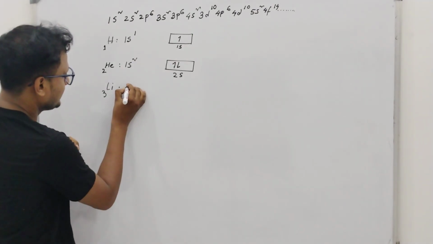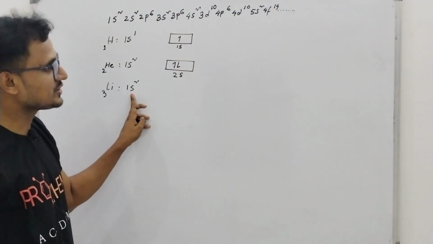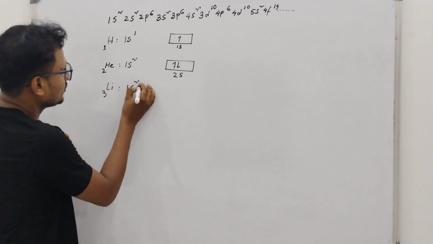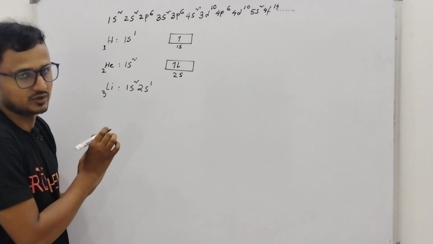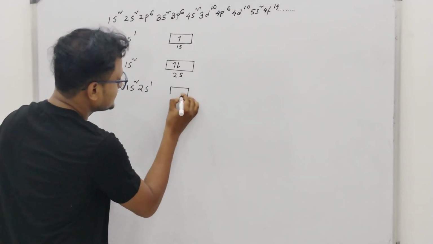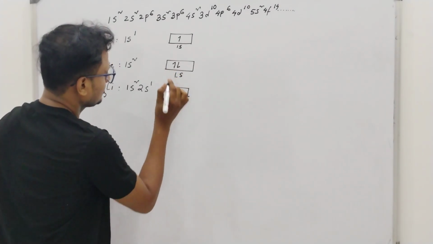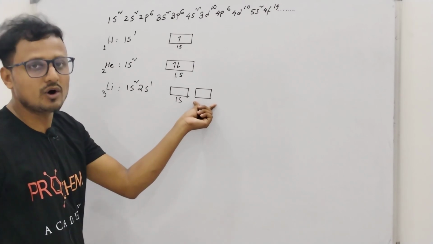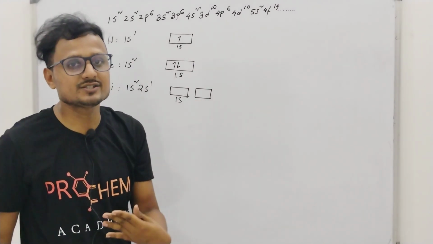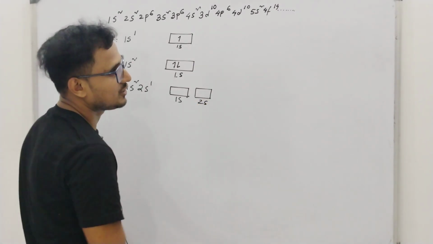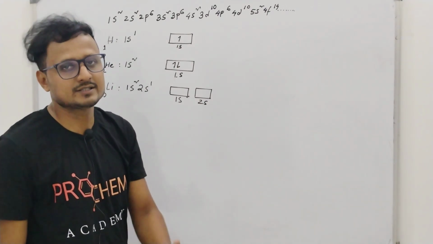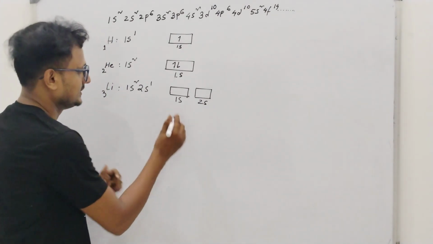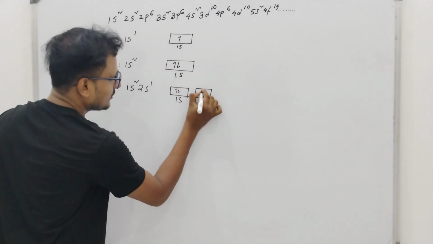Lithium has the electronic configuration 1s2 2s1. As the 1s orbital is filled up, the electron will go to the 2s orbital. Now what would be the electronic configuration? This is 1s and this will be 2s. As it has only one box, that means only one suborbital. Any kind of s orbital has only one suborbital. So here 2 electrons and here 1 electron.